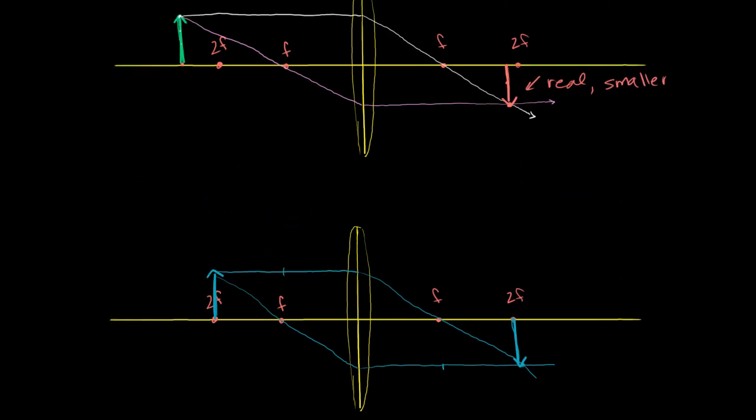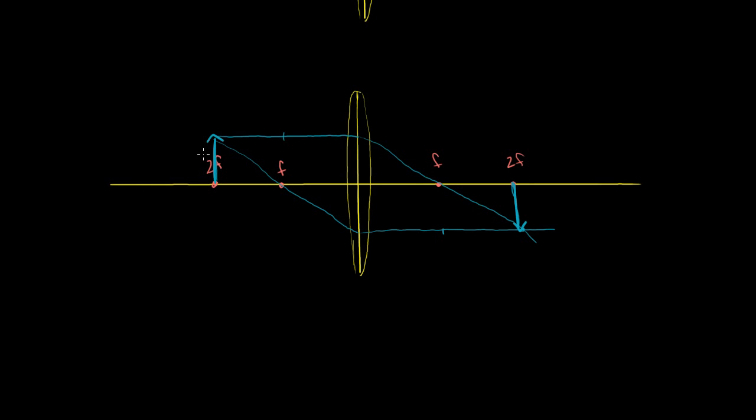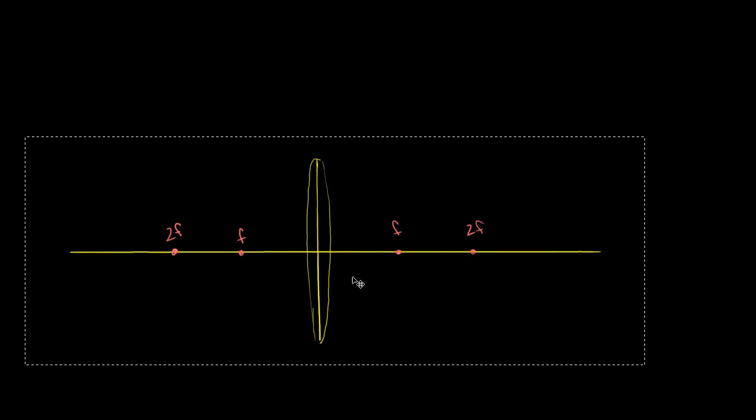Actually, I didn't talk about distance in this one over here. Over here, it's a real image. It's smaller, and it's also going to be closer in than this one was. It's going to be closer to the lens. This is going to be really the same image, or the same size. The image is going to be the same size as the original object, but it's going to be inverted. But it's going to be at the same distance from the lens, just on the other side. And once again, this is a real image. Let's do another one. Let me copy and paste.